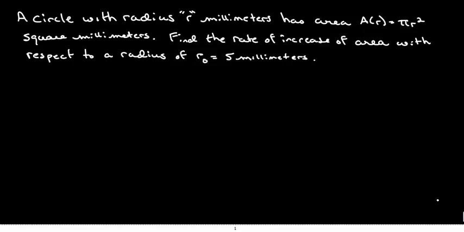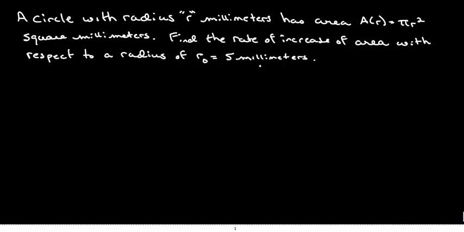Example number 4 says that we have a circle with radius r millimeters, and the area as a function of r is equal to pi r squared. So find the rate of increase of area with respect to a radius of r sub naught, which is 5 millimeters. And then we're supposed to interpret that answer geometrically.